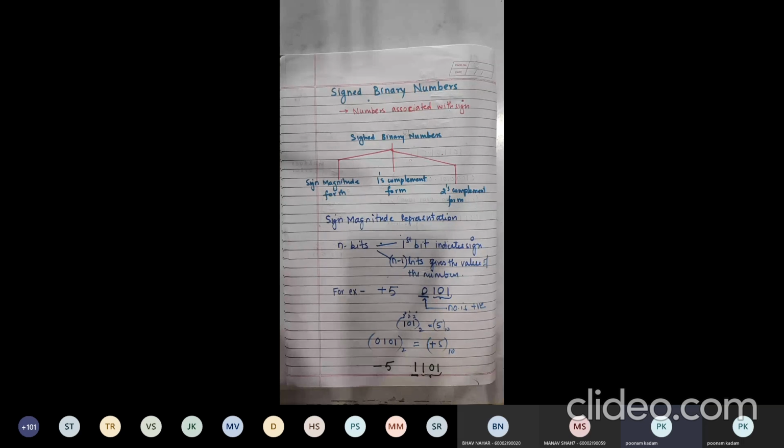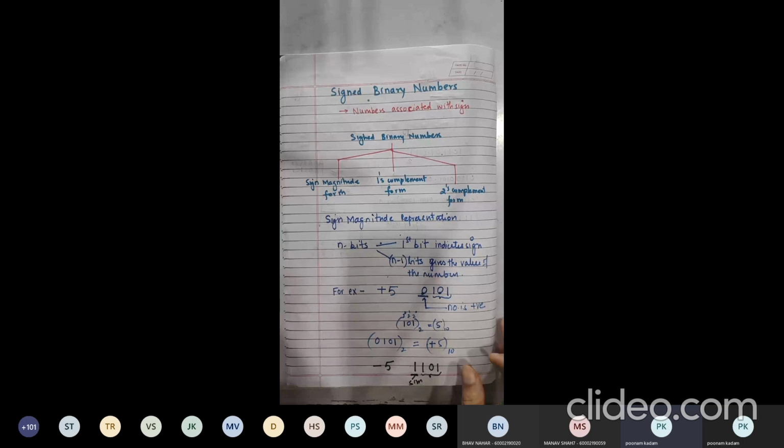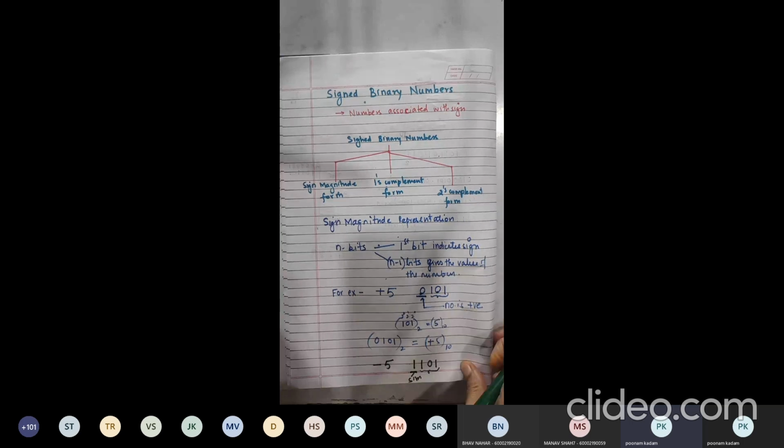So the first bit is telling the sign. If it is 1, it means it is a negative number. If it is 0, it means it is a positive number. The remaining bits tell the value of the number. Since it is 101, which is the binary equivalent of decimal number 5, this means 1101 is representing decimal number minus 5. Okay. Let's take a few more examples.